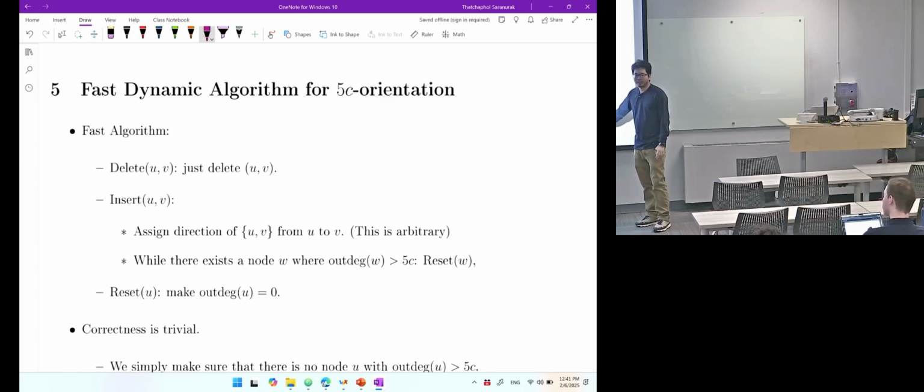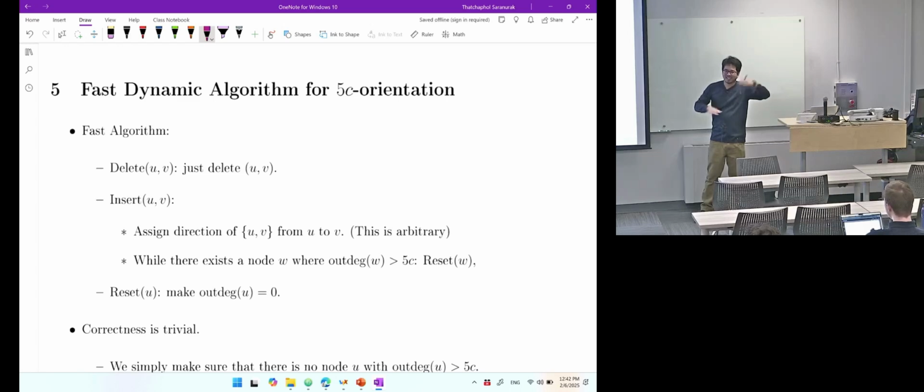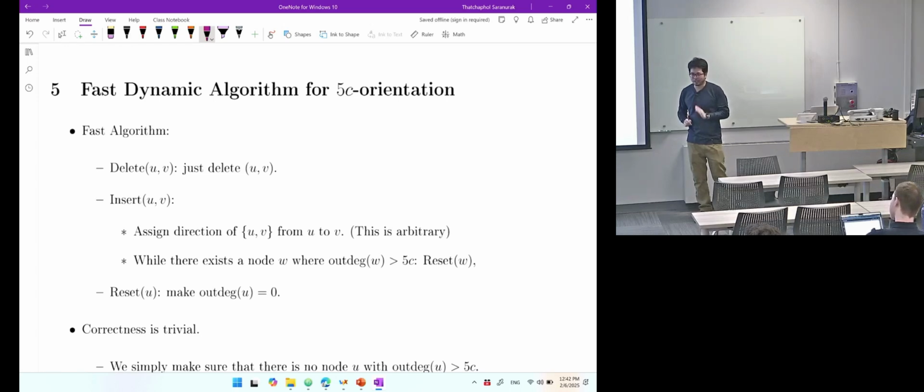The correctness is trivial because whenever there is a node with out degree more than 5C, I just improve that node. But the running time is unclear, right? Because when I reset the node W, I might cause another node to reset, and when I reset another node, it might cause another node to reset, and so on. How to analyze this? The worst case cost can be bad, but we're going to see that the amortized cost is actually really good.